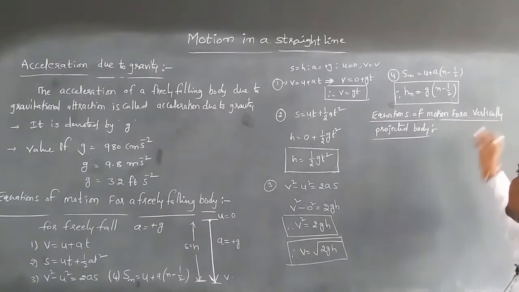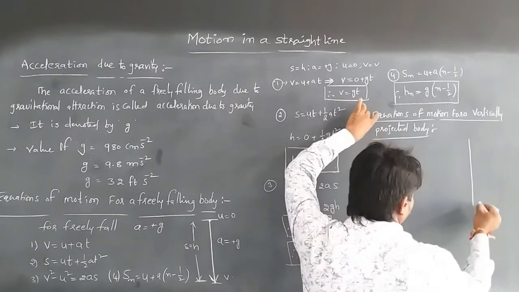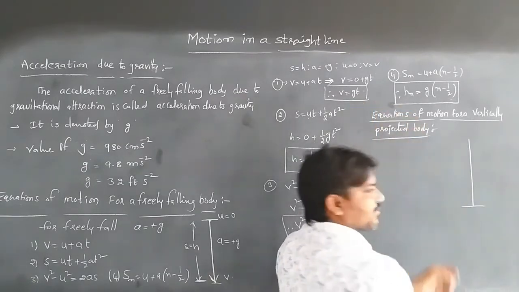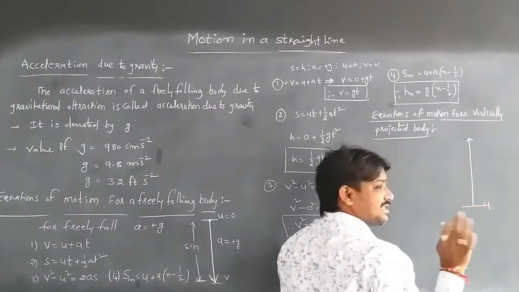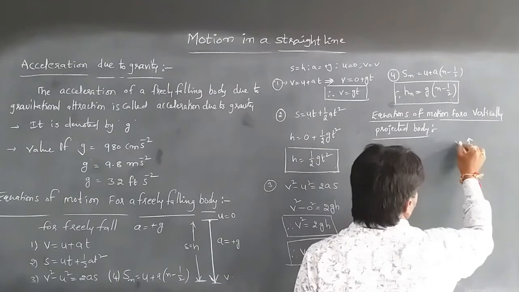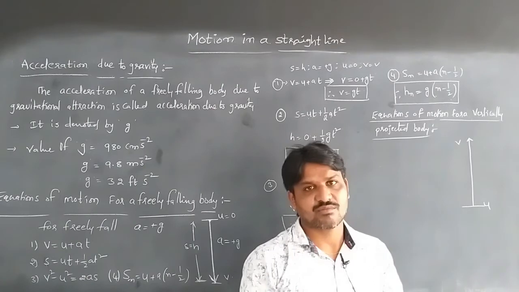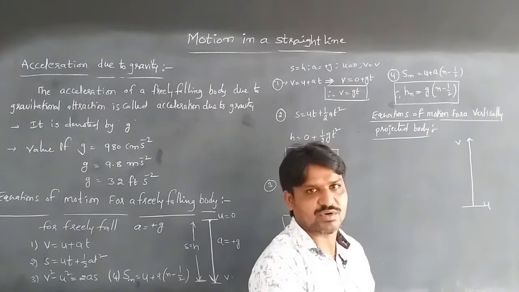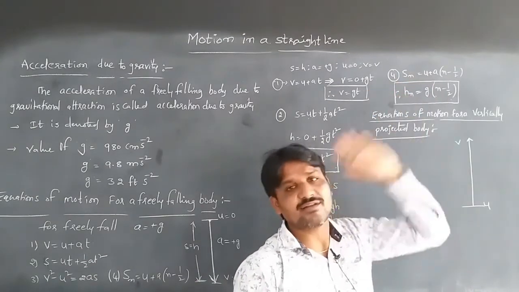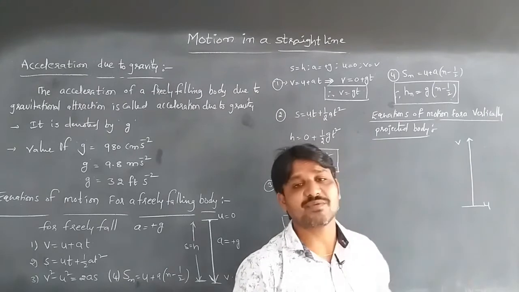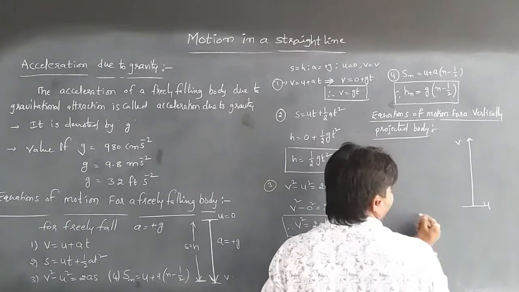Whenever the body is projected vertically upwards, it has some initial velocity u, and it has not yet reached the maximum height. So there is a final velocity also. It is before reaching the maximum height. Whenever the body is projected vertically upwards, it has an initial velocity and is under motion, so a final velocity is also there.